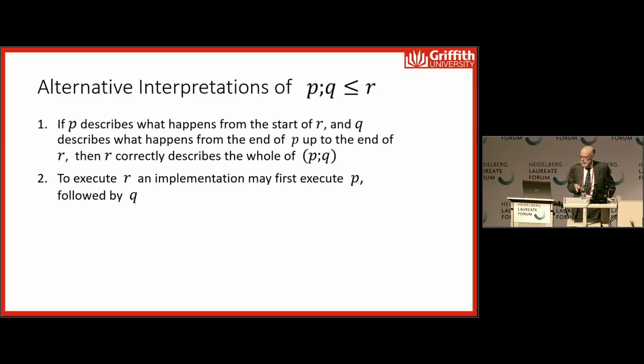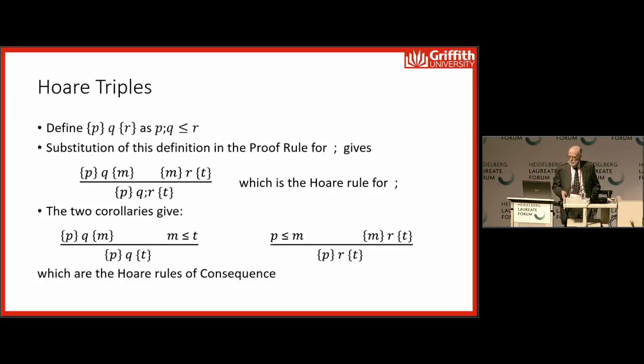Alternatively, you can say, well, supposing R is a program and you want to execute it, then one of the ways you can do it is first to execute P, and then this is followed by Q. So now I'm going to define the Hoare triple as just this proposition that I've been describing here.